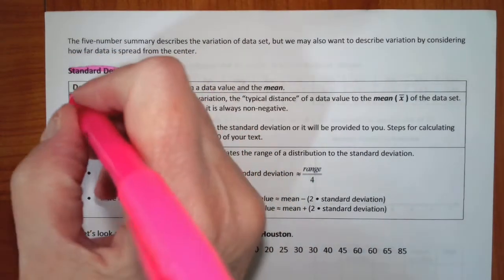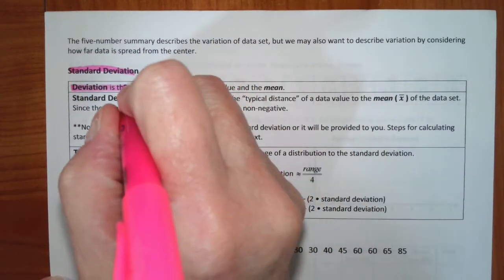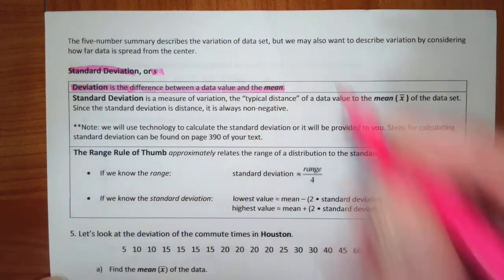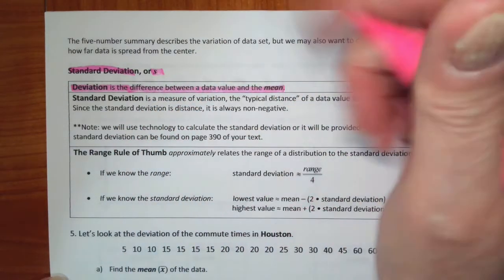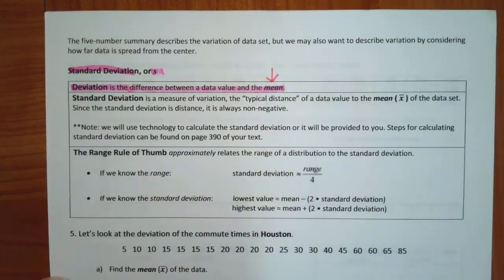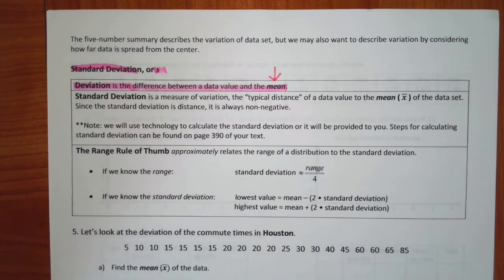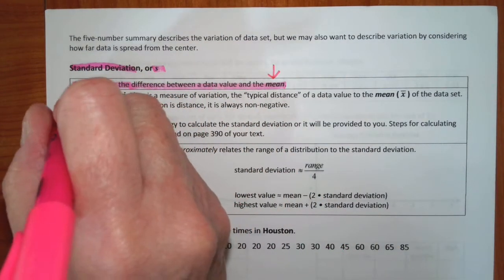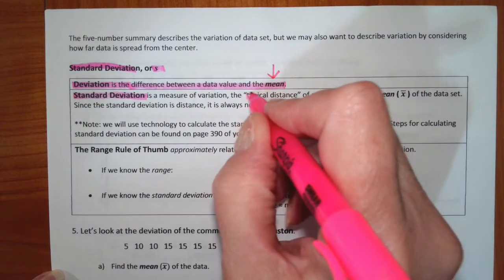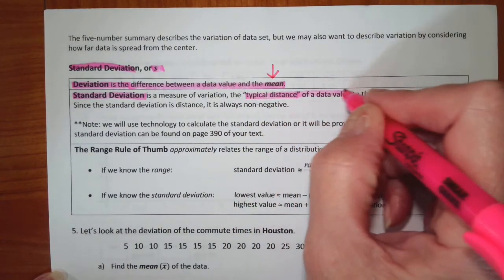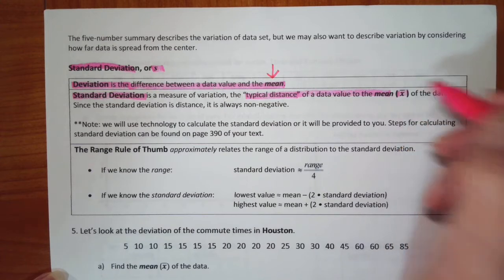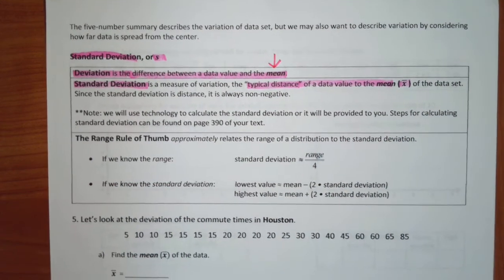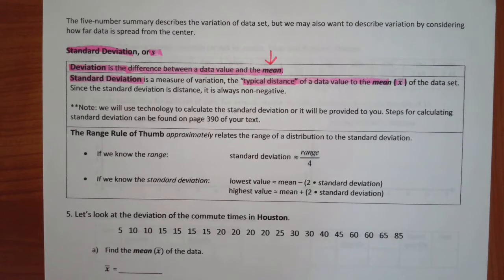Okay, now deviation is the difference between a data value and the mean. Notice we're looking at the mean this time, not the median. Standard deviation is the typical distance of the data from the mean, and we abbreviate the mean x bar. So instead of comparing everything to the median, we are going to look at the mean when we're dealing with standard deviation.